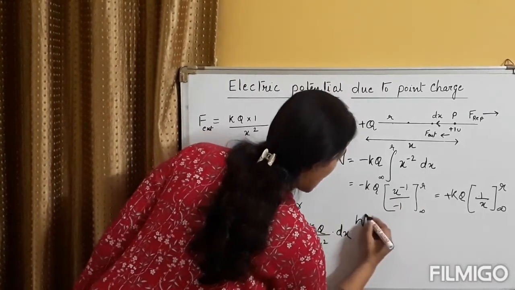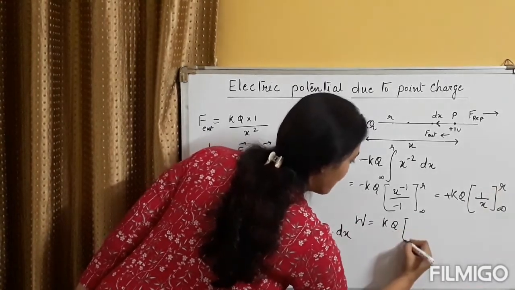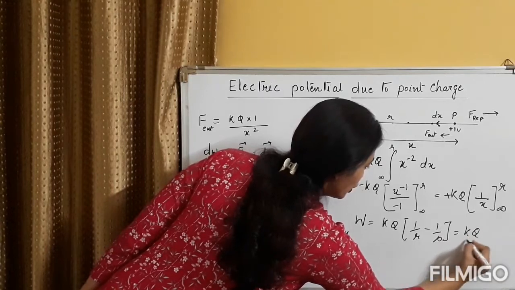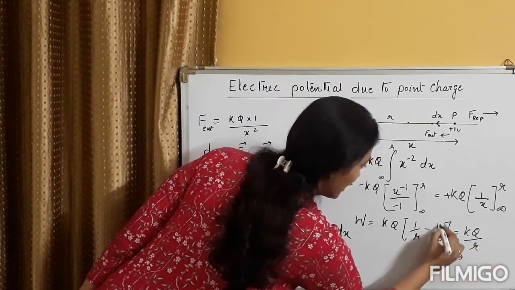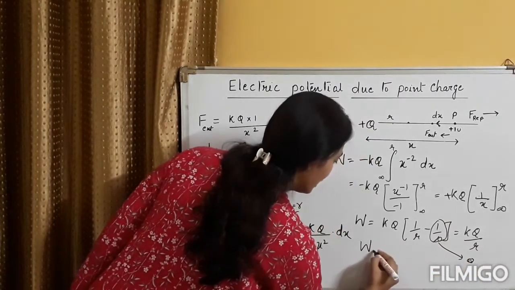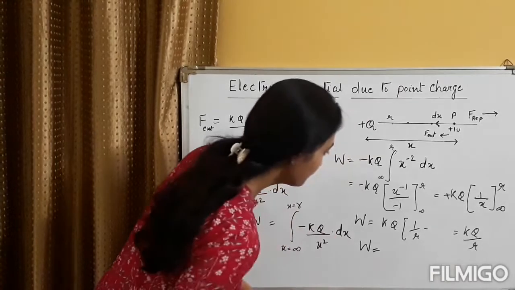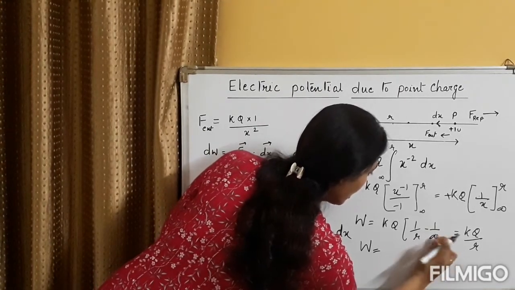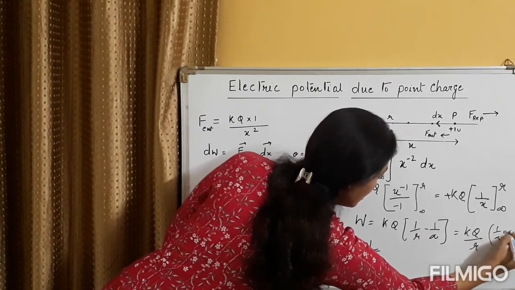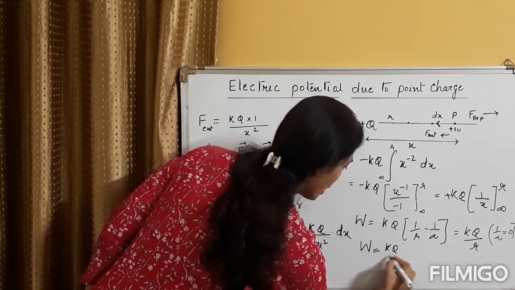So what am I getting? W is equal to kq, substituting the limits, upper limit 1 by r minus lower limit 1 by infinity, for which I am getting kq by r, because the term 1 by infinity gives you 0. So what am I getting finally? The expression for work done, better to write it clearly: 1 by infinity, you know that it is 0. So I'm getting work done as kq upon r.